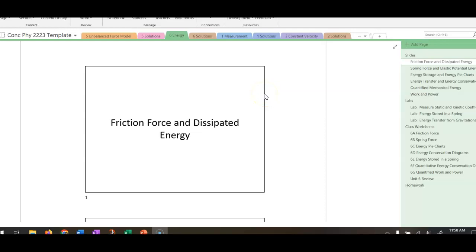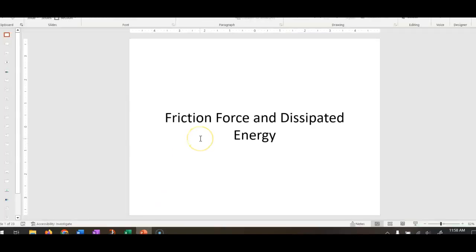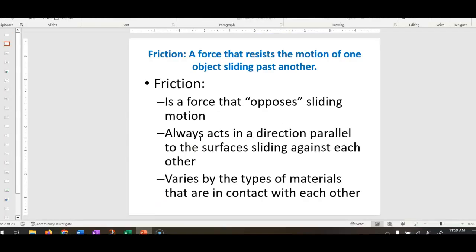This webcast discusses the friction force and dissipated energy. I'm going to work from the first set of slides that are listed in your OneNote notebook. Okay, so let's talk about friction force.